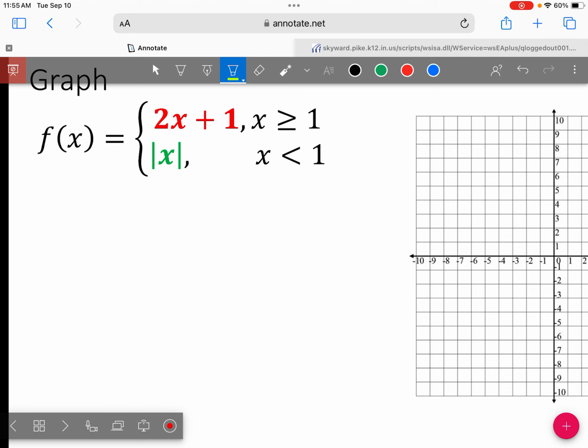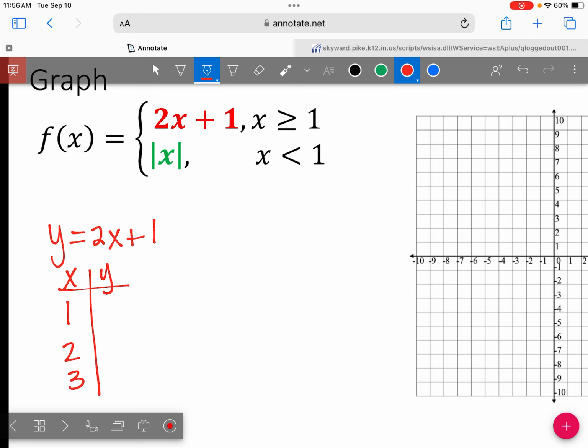I got two functions. Let's start off with the red function. This one says y equals 2x plus 1. But there is a condition. This is only true when x is greater than or equal to 1. So I'm going to make my table. I'm going to start with 1. And then I'm going to pick some points greater than 1. So give me some numbers you want to use. 2, 3. Okay, let's do 2 and 3.